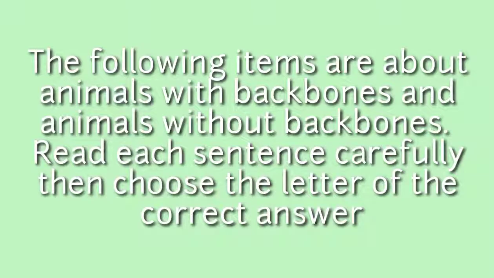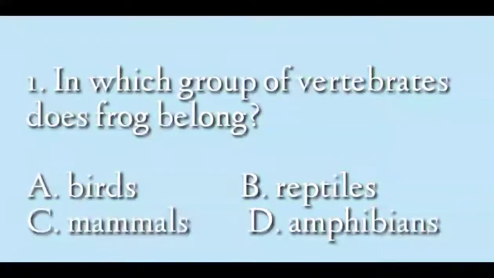But before that, let's answer the pre-test first, if you have some ideas about the lesson that we are going to discuss today. If you are ready, then let's begin. The following items are about animals with backbones and animals without backbones. Read each sentence carefully, then choose the letter of the correct answer.